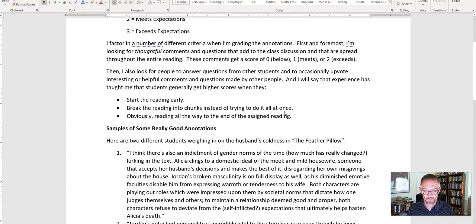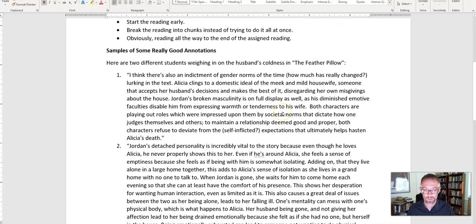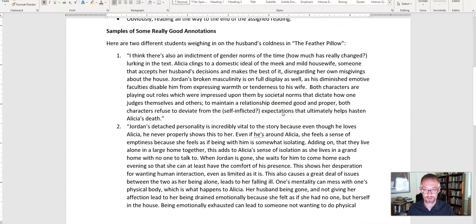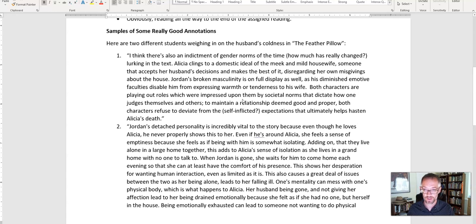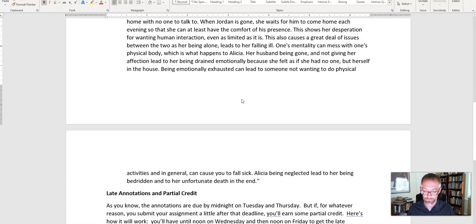In the email, I'm not going to read these in their entirety right now, but I want you to take a look at them in the email. These are just a couple examples of I think really good annotations that people posted for the Feather Pillow. And there were lots of other ones. There were lots of really good annotations here. I just had to grab a couple that I thought would provide some sense of what we're looking for with a thoughtful post, a thoughtful comment. Okay, so those will be in the email. And then I wanted to add one other thing.